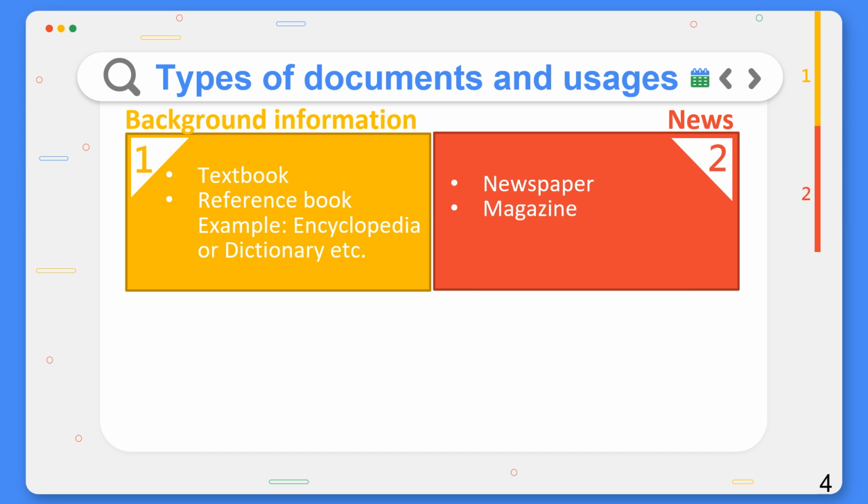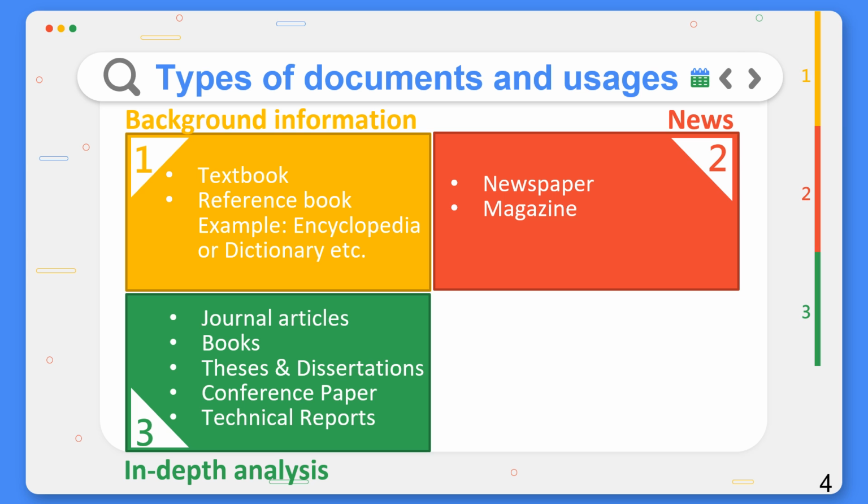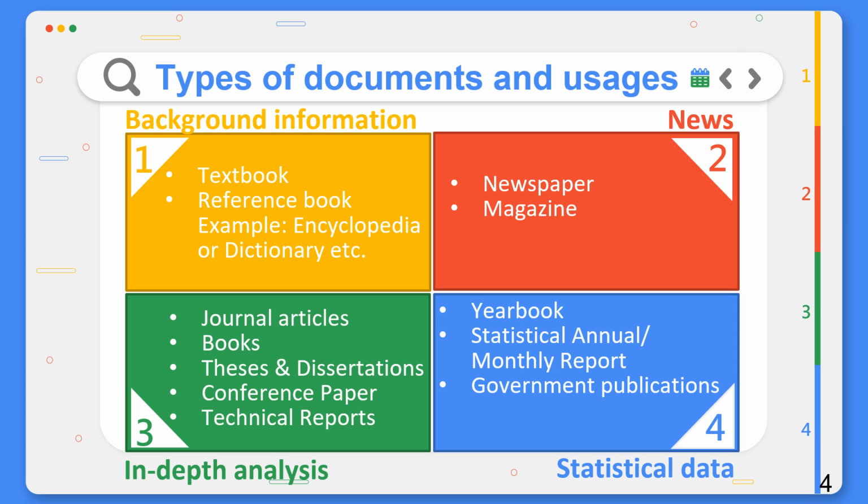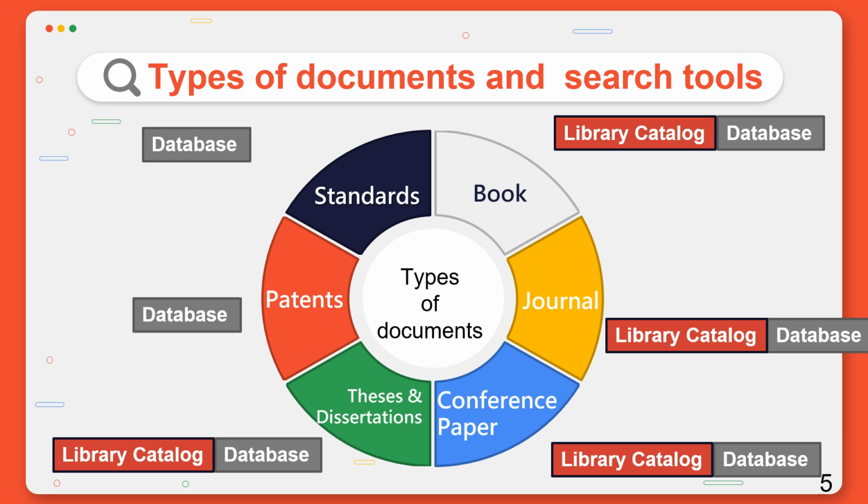If you need current events and trends, then you can find newspapers or magazines. And you can use journal articles, books, theses, and dissertations for in-depth analysis. Yearbooks and annual or monthly reports may contain statistical data that support research with empirical evidence.